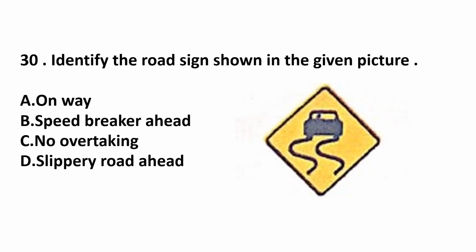Question number 30. Identify the road sign shown in the given picture. Option A, one way. Option B, speed breaker ahead. Option C, no overtaking. Option D, slippery road ahead. And the correct answer is option D, slippery road ahead.